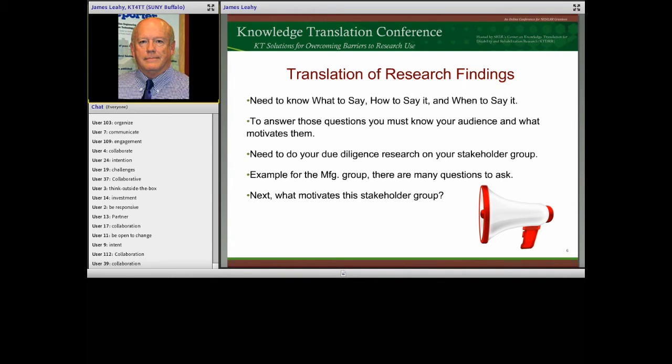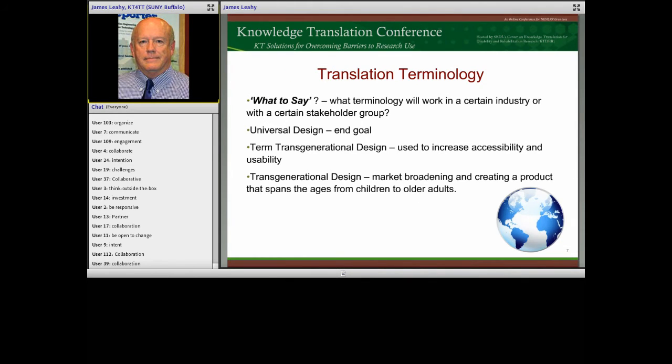Next slide. Just a bit more on knowing what to say. An example, if you will, is on ascertaining what terminology will work in a certain industry. As you can probably tell, most of my knowledge translation efforts deal with translating research findings for industry. As I mentioned, knowing your target audience is of extreme importance.